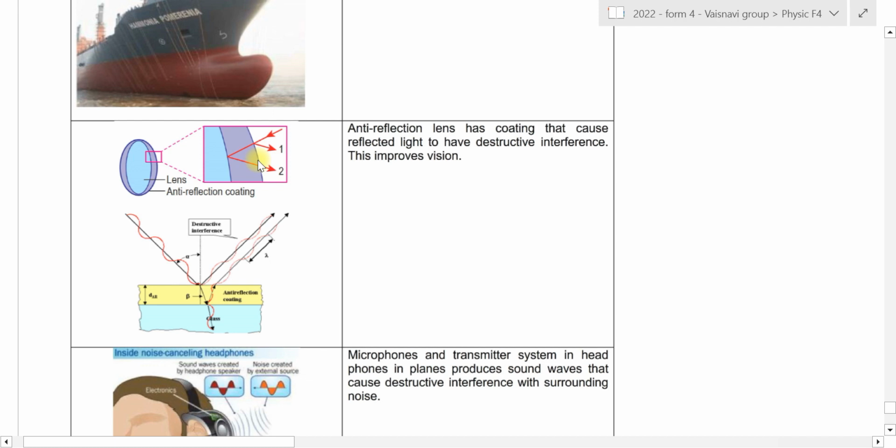Okay. Untuk apa kita tak nak berlakunya destructive interference? That means too bright. So it will be like a calm only. So this improve the vision.